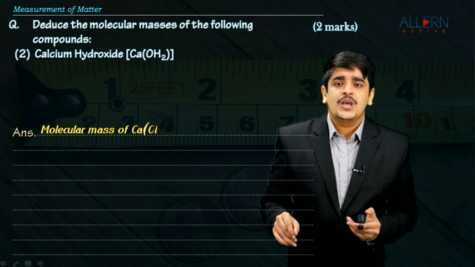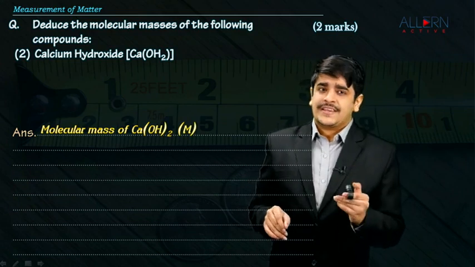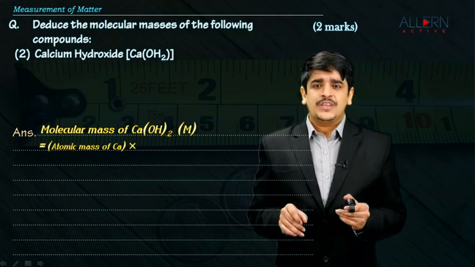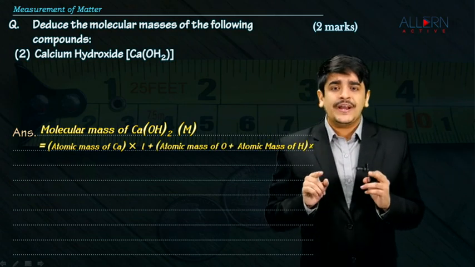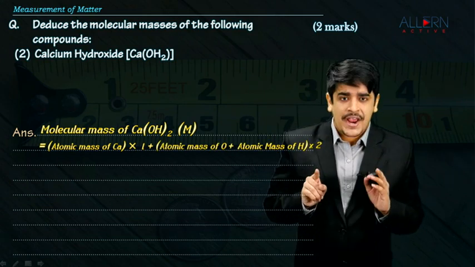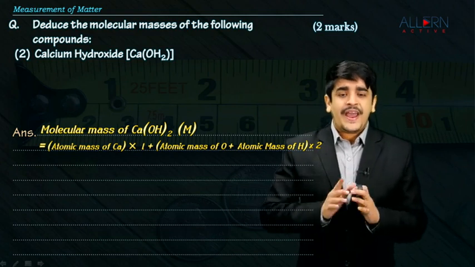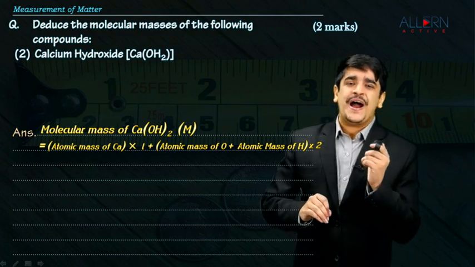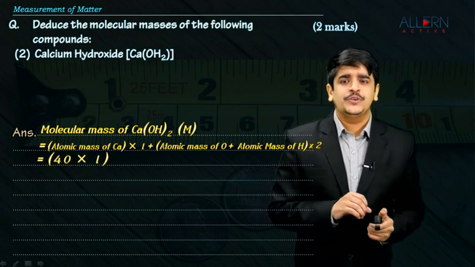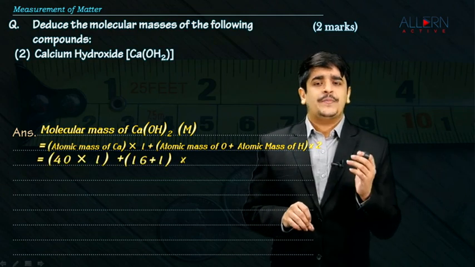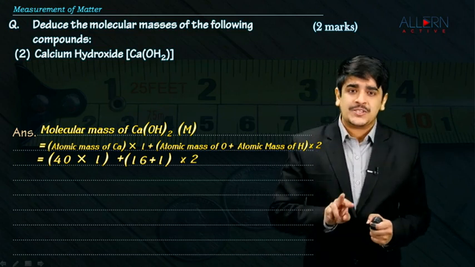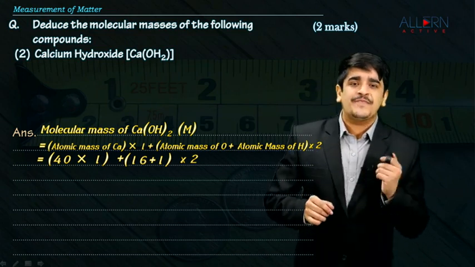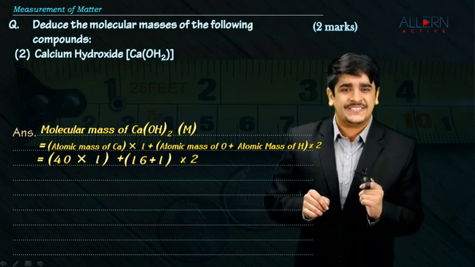Let's begin. The molecular mass of calcium hydroxide can be calculated as follows. Take the atomic mass of calcium multiplied by 1. Add up the atomic masses of oxygen and hydrogen, put them together and multiply the gross figure by 2. When you do that, we know for calcium it's 40 multiplied by 1. Oxygen is 16, hydrogen is 1, so 16 plus 1, that is within the bracket, and we multiply by 2, which is present outside the bracket.